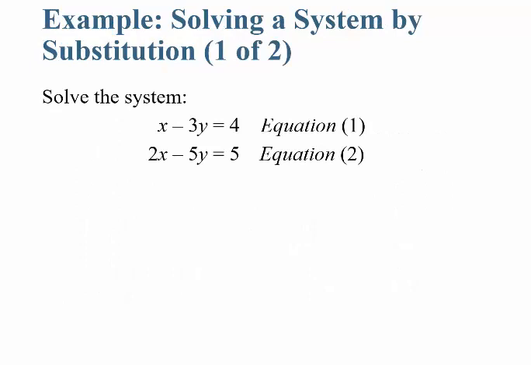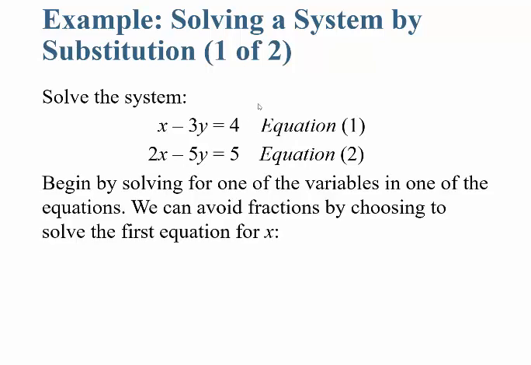All right, let's do this one right here. Suppose I say solve this system of linear equations. The first thing you're going to have to do to solve this by substitution is to pick a variable to isolate by itself. I think it's pretty straightforward. If you look at this x right here, you can get that very easily by itself by moving the 3y to the other side. Begin by solving for one of the variables in one of the equations. You can avoid fractions by choosing to solve for x in the first one. As I said, you're just going to move the 3y over, so you're left with x is equal to 3y plus 4.